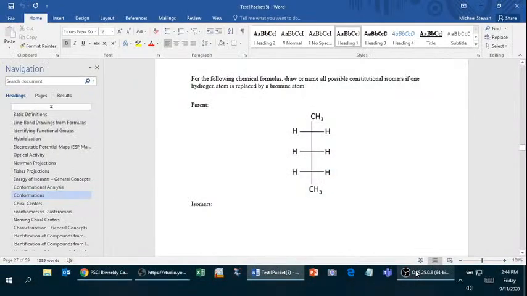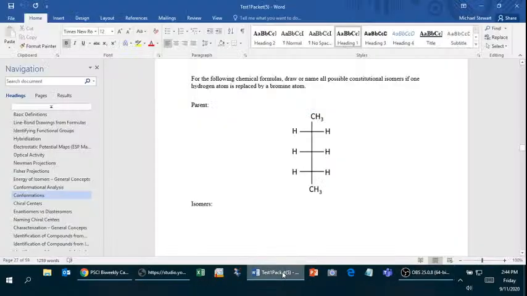So 2020, let me share the desktop with you. So for this question, for the following formulas, draw or name all possible constitutional isomers if one hydrogen is replaced with a bromine atom. So this is more going to be a draw than name at this point. So I've got, and this is given to you as a Fischer projection just to make it a little bit easier.